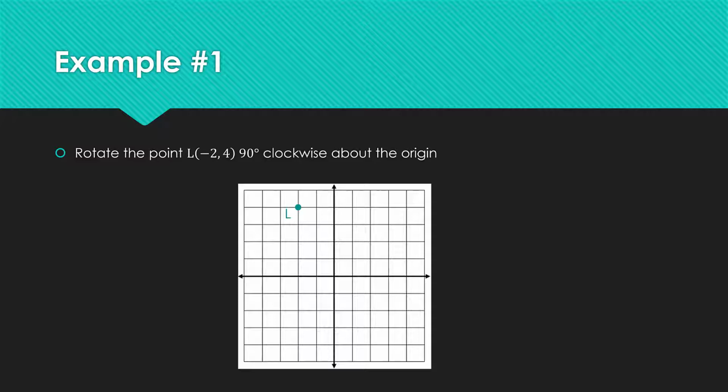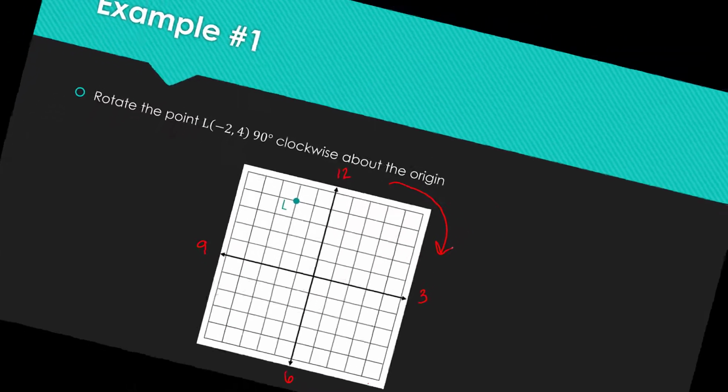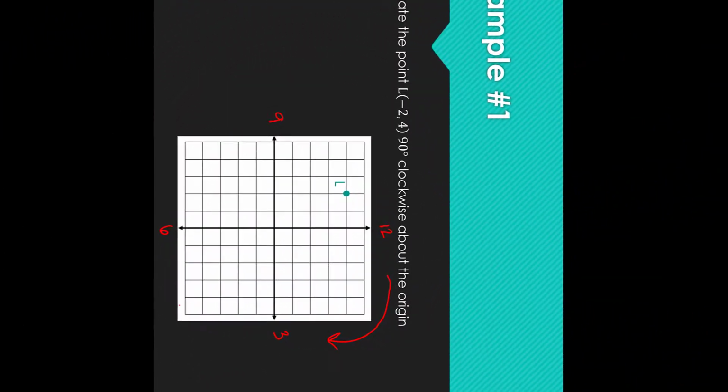We're going to rotate the point L, (-2, 4), 90 degrees clockwise. So the first thing we want to do is make sure it's all plotted. I can see L, it's plotted on my graph. Perfect. Clockwise. So think of this as being a clock. So we're going to rotate our paper this direction, and we're going to go 90 degrees. Now we're looking at what we would think of as being sideways. It's just a new perspective.